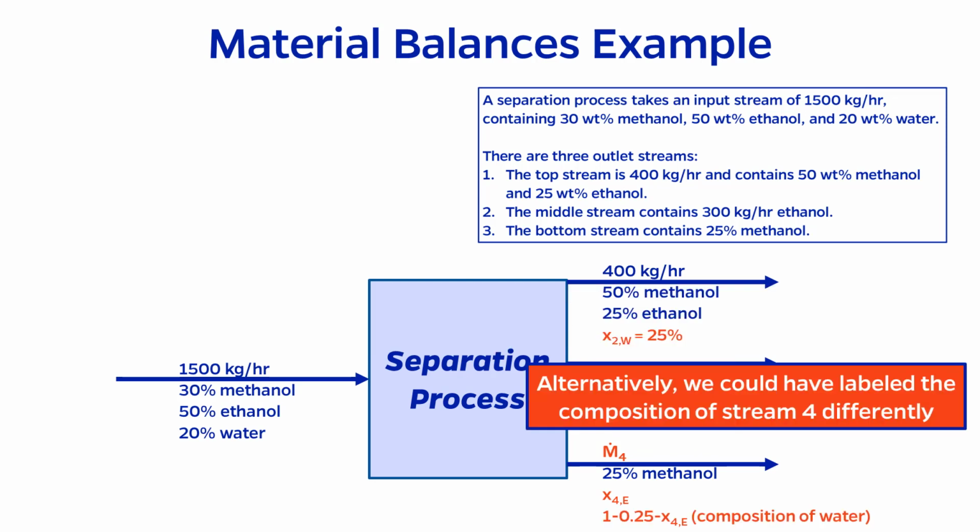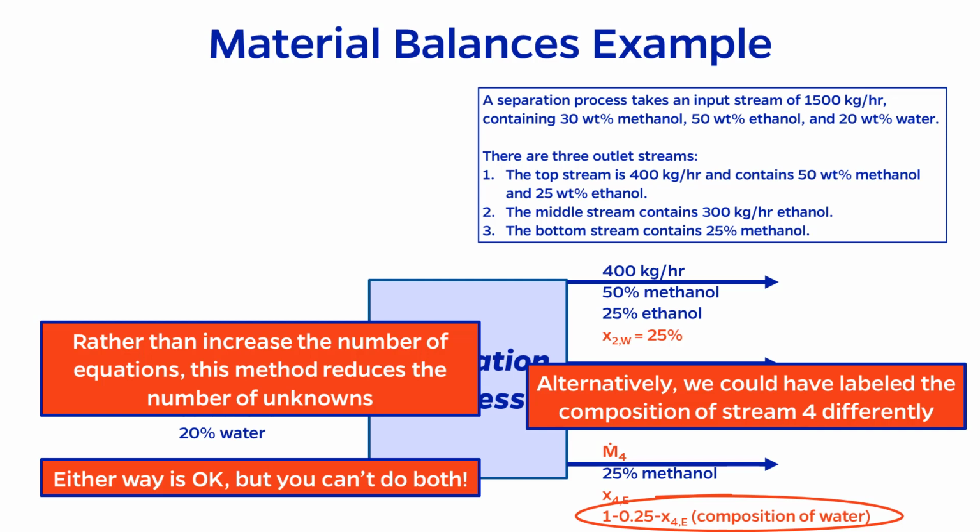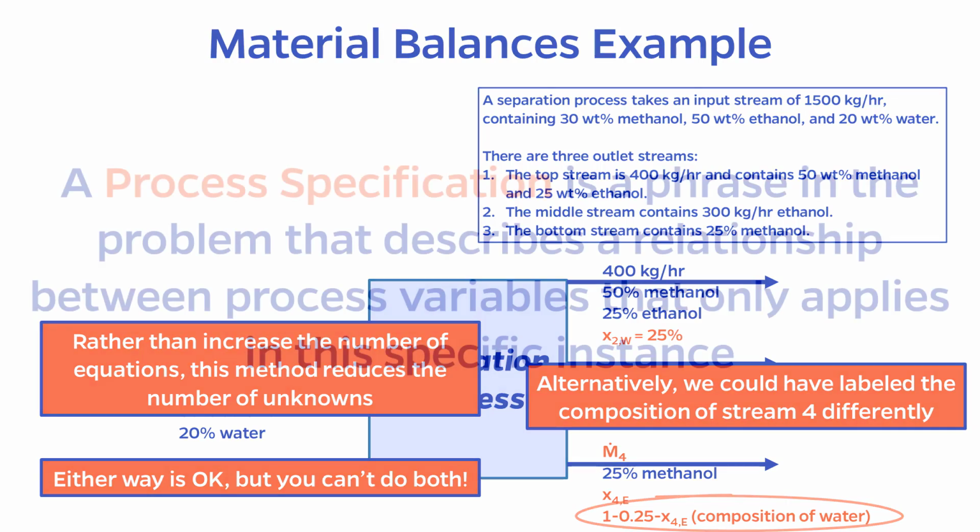Alternatively, instead of labeling the variable x4w, I could have said that the composition of water in this stream is 1 minus 0.25 minus x4e. Effectively, this method reduces the number of unknowns by 1 instead of increasing the number of equations by 1. Either way is valid, however you must be careful to make sure that you don't do both. If you label it this way, you've already used the physical constraint and you can't use it again.